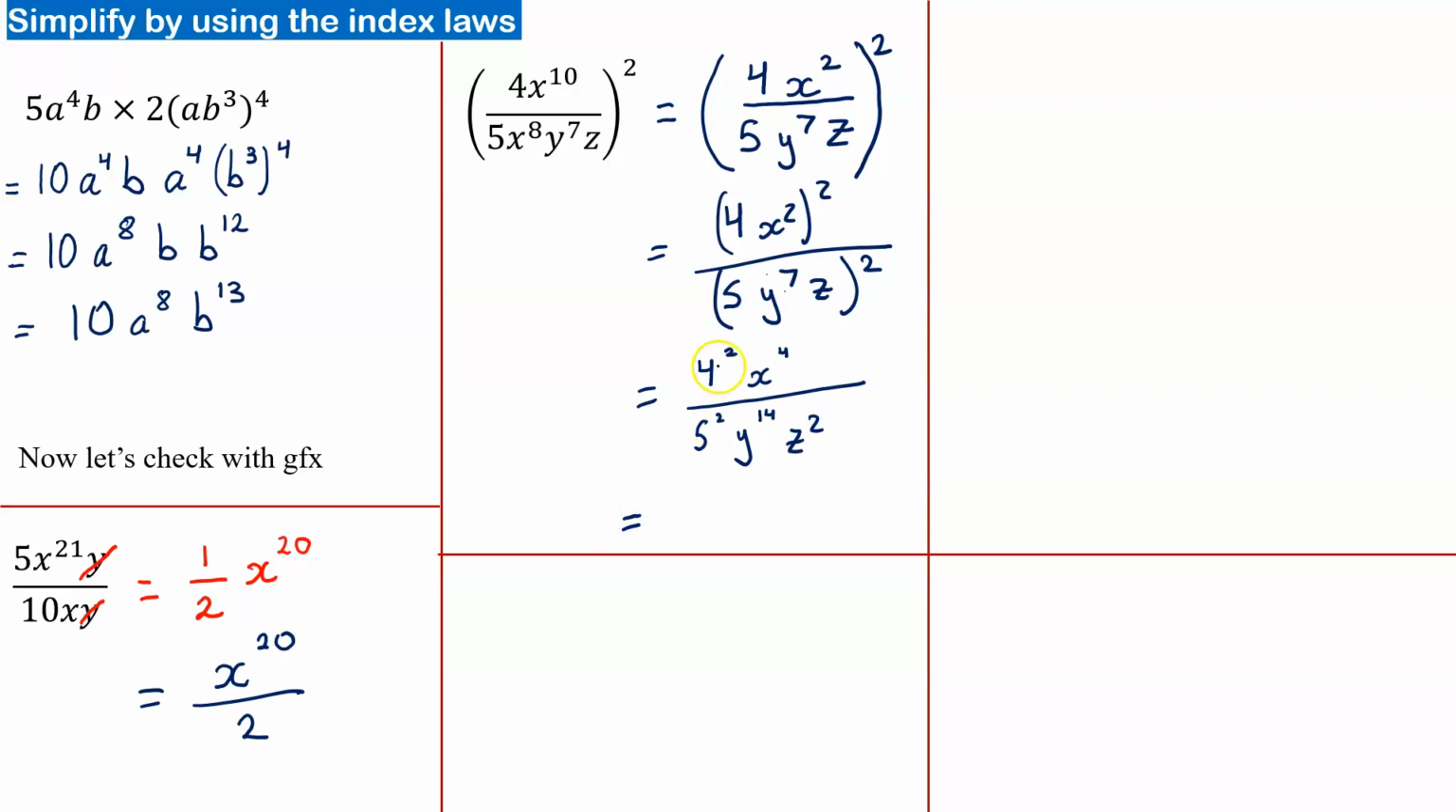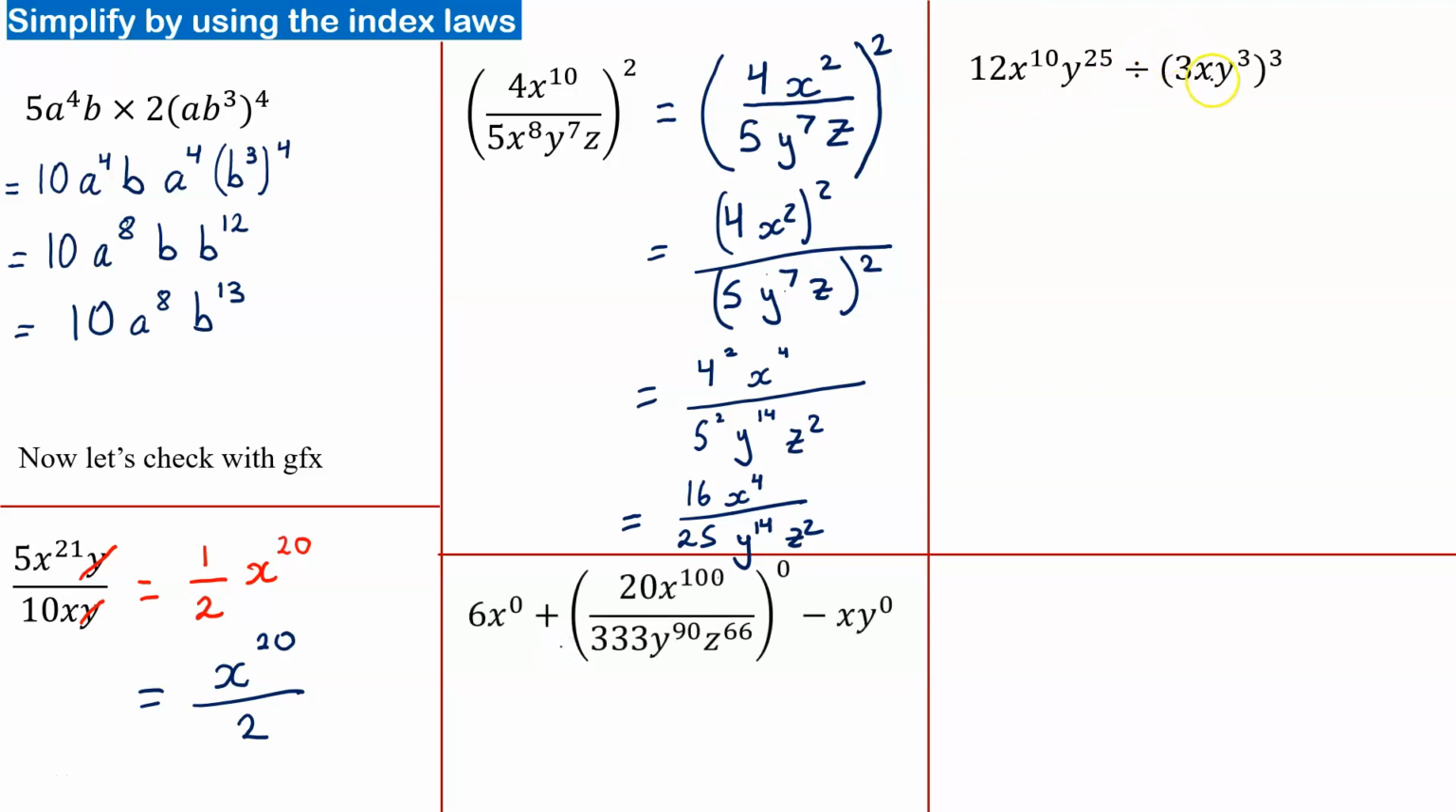And let's do one more. 4 squared is 16. So we have 16 x to the 4. 5 squared is 25. And write the other ones there. Done.